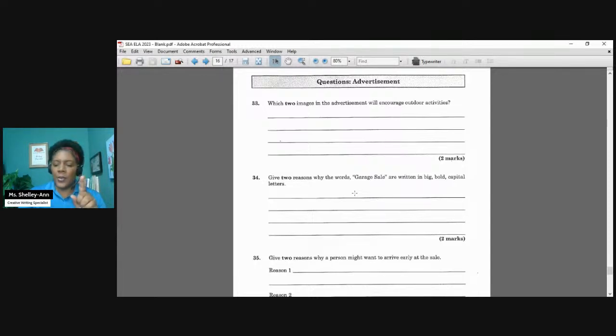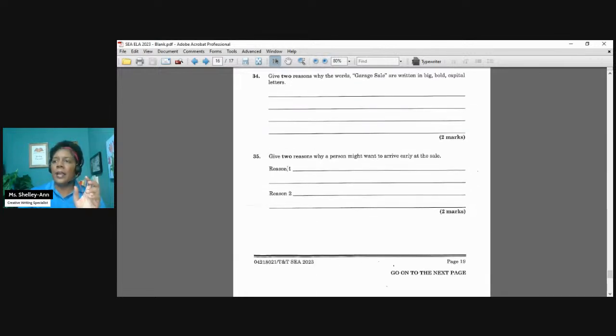So to make readers pay attention and to make them focus on the flyer, that's the same thing written in two different ways. So we really have to pay attention to answering questions that deal with the font or the text and why text is written in certain ways. Then we have: give two reasons why a person might want to arrive early.